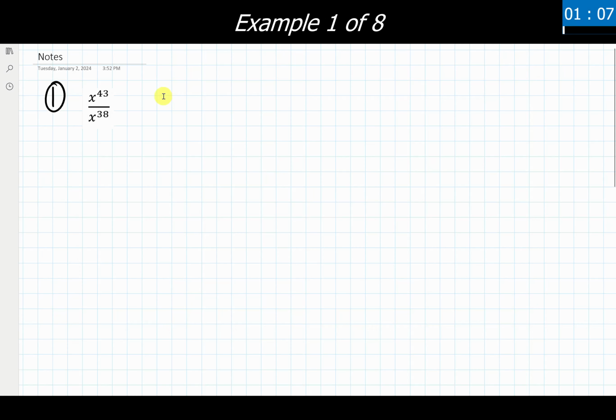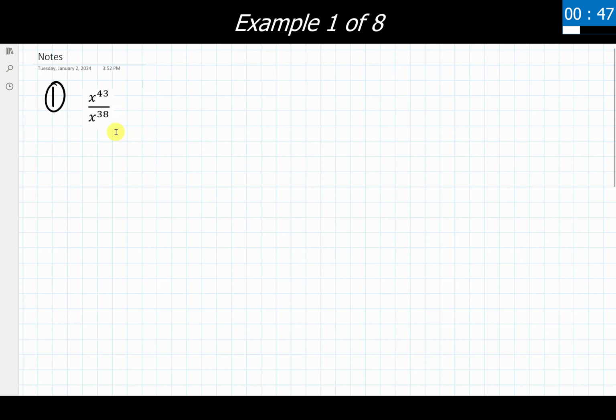Looking at our first example, we've been given the fraction x to the 43rd power divided by x to the 38th power. This is going to require us to use the quotient property, where we have a base raised to a power divided by the same base raised to a different power.